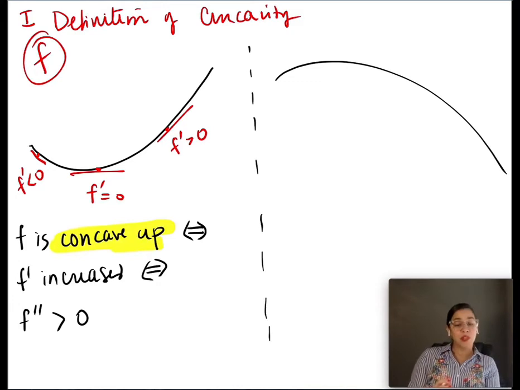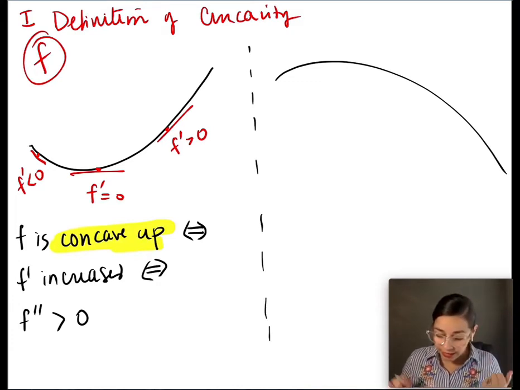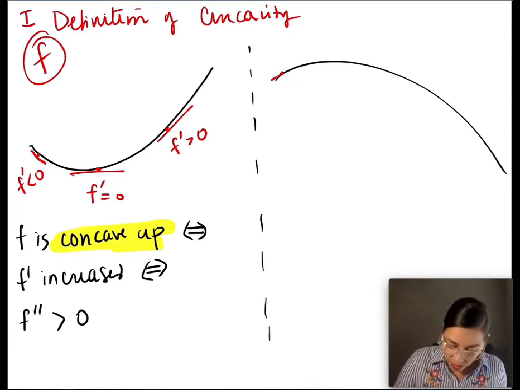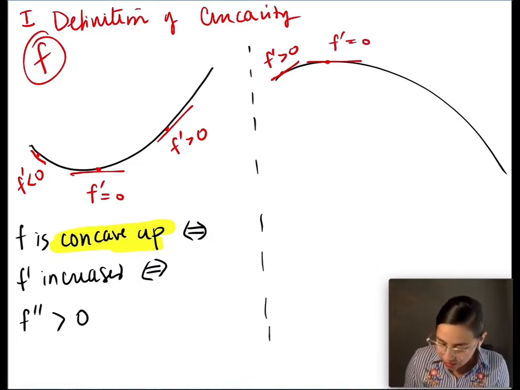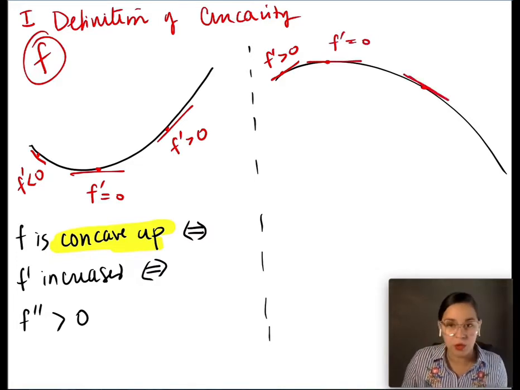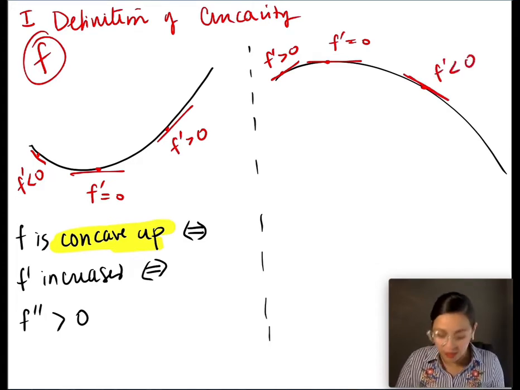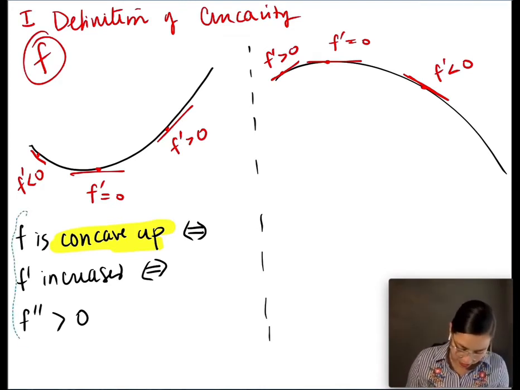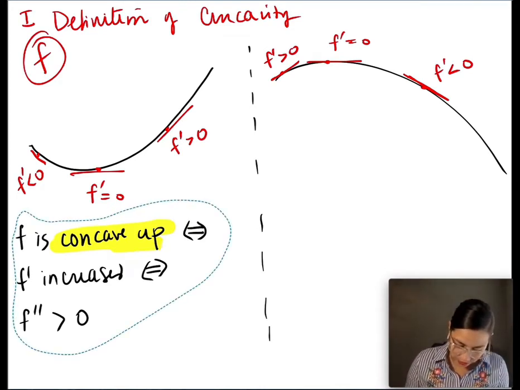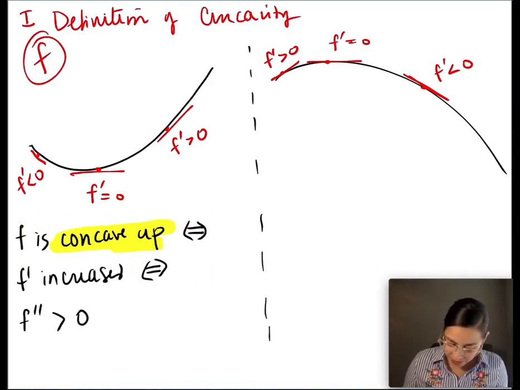So if now we do it for the concave down part, then I know that if I draw my tangent line, I get something positive. Then here, I get something equal to 0. And then here, my slope is negative, meaning the derivative is less than 0. So in this case, the opposite is happening, right? I know that now the opposite is happening, okay?